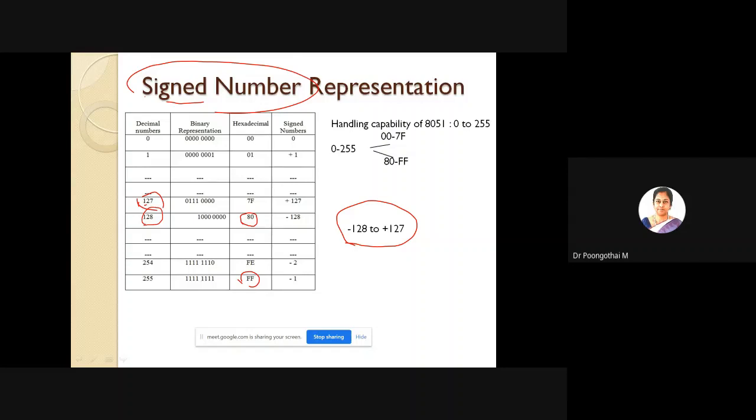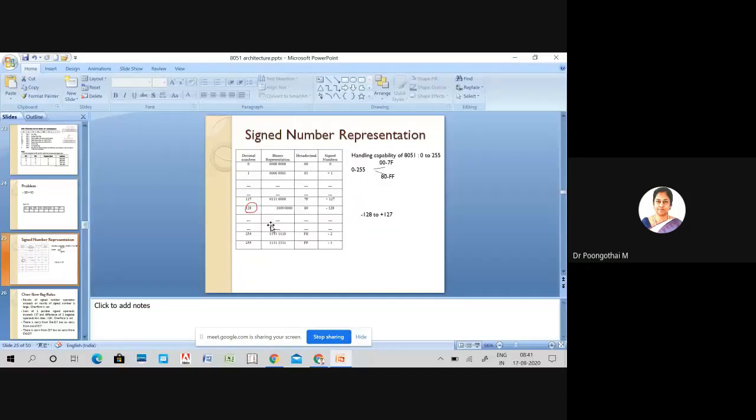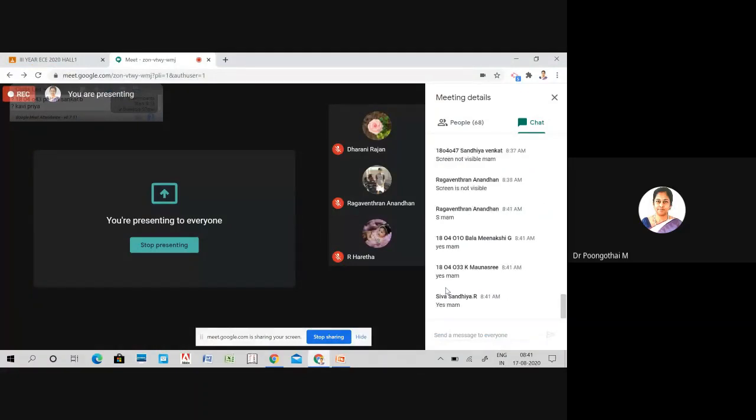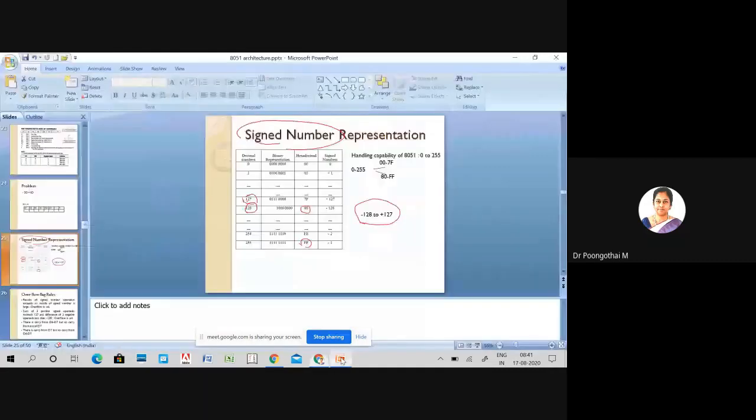microcontroller. Is it clear now? Is it clear? Actually, minus 128 to plus 127 is your signed representation. In that case, considering hexadecimal numbers, 00 to 7F is the positive range and 80 to FF is the negative range. Is it clear now? Okay.